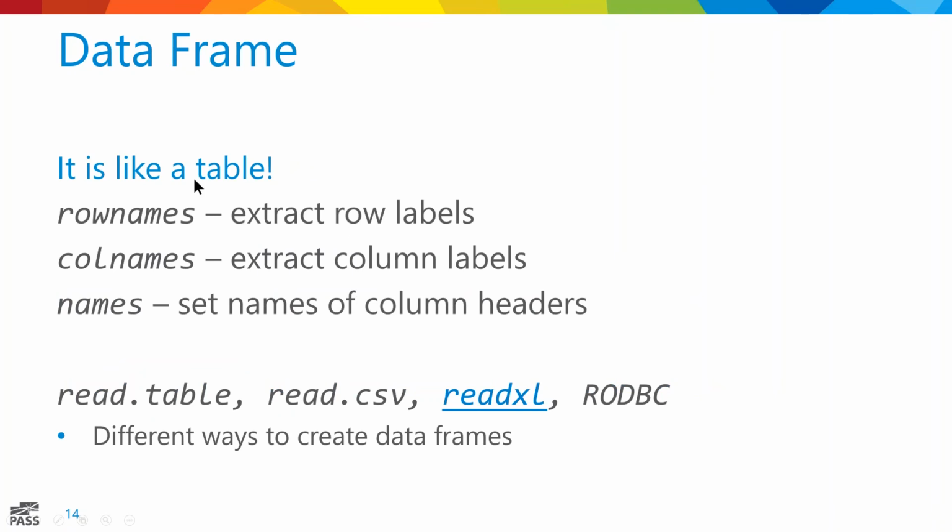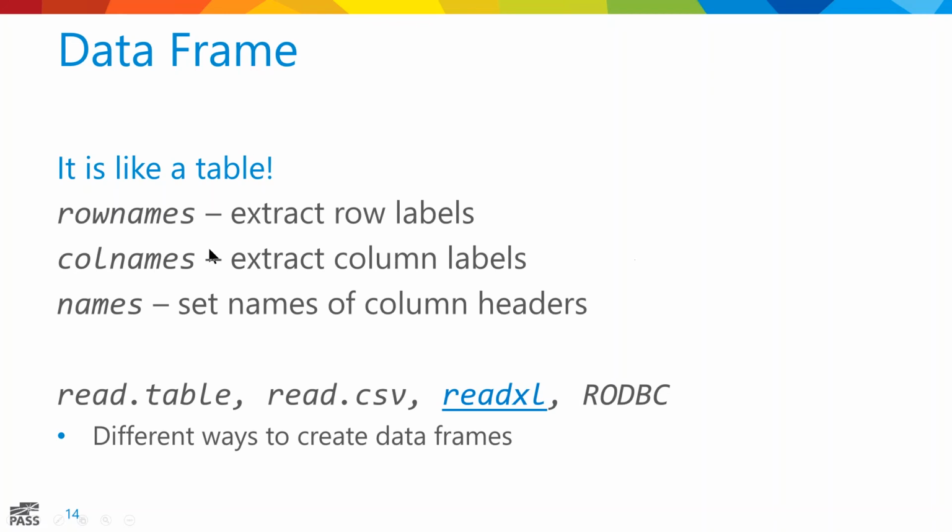Row names are used to extract row labels. One of the weird things about R is you can actually have labels for your rows. The labels aren't like a column in the data frame. They're actually labels for the rows in that data frame, so they don't show up as a column. I'll show you that in a second here.